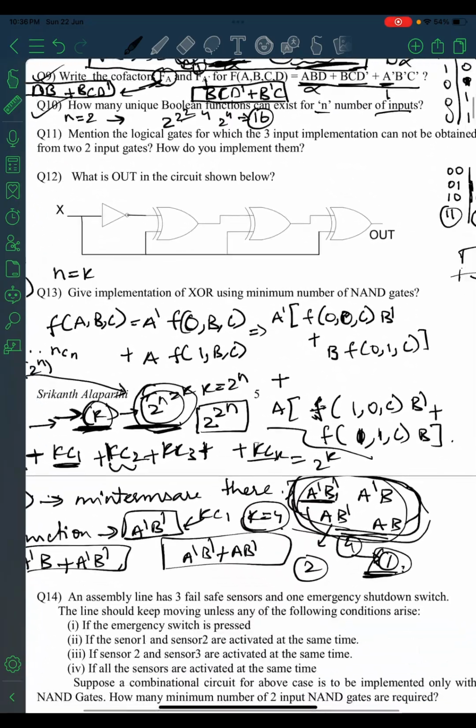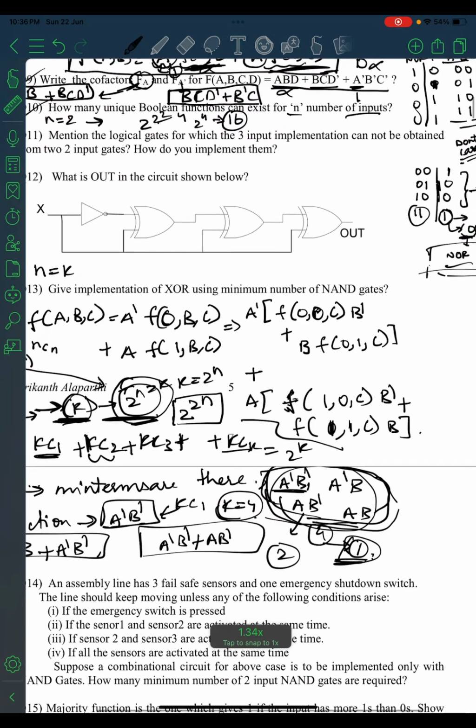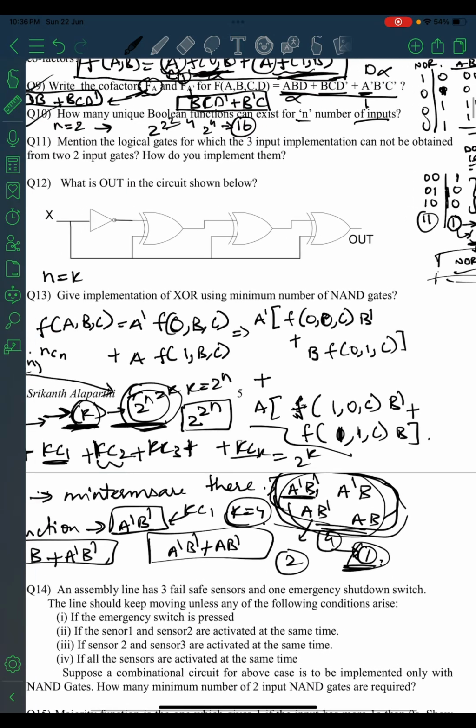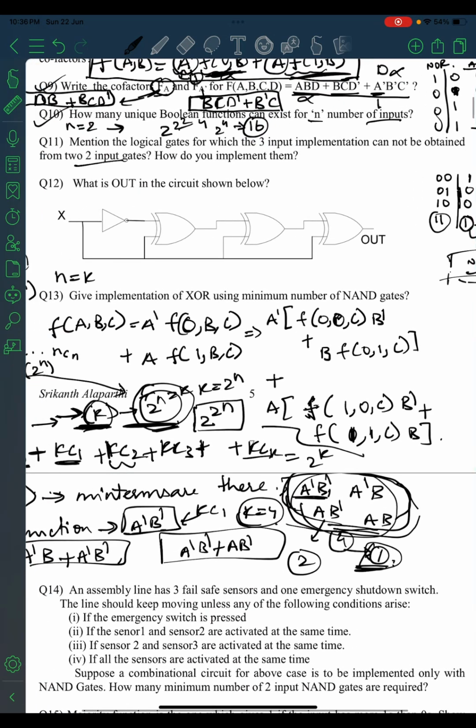Now coming to the 11th question: mention the logical gates for which 3-input implementation cannot be obtained from 2-input gates. How do you implement them? Here it's NAND, NOR and XNOR.